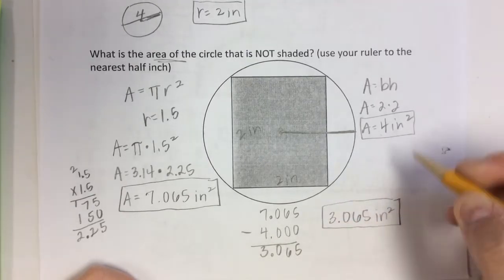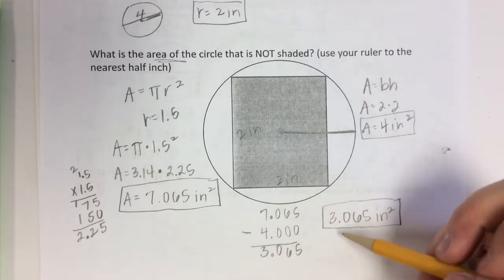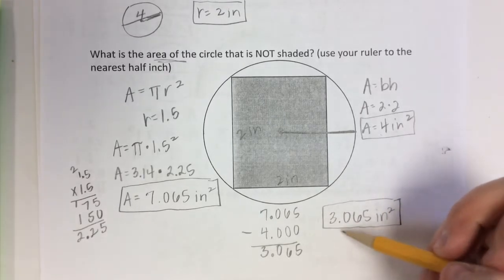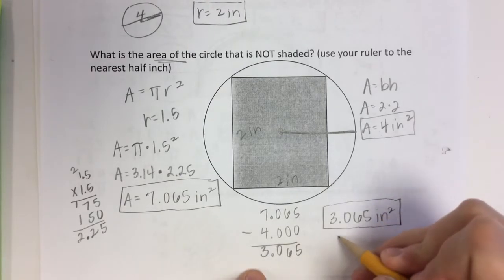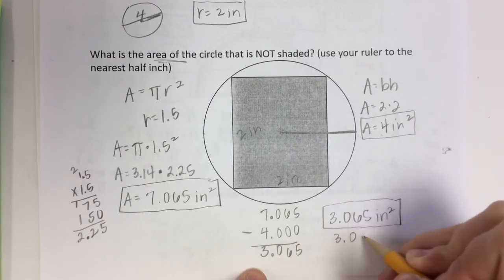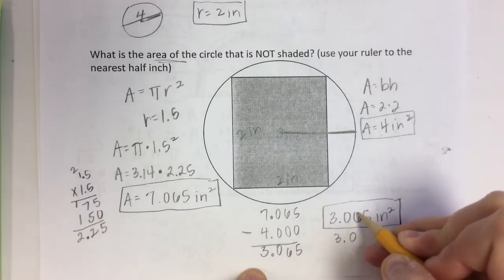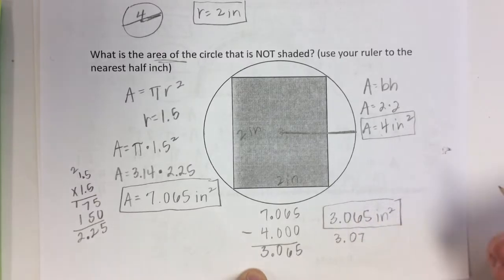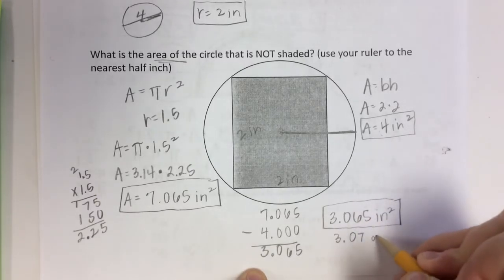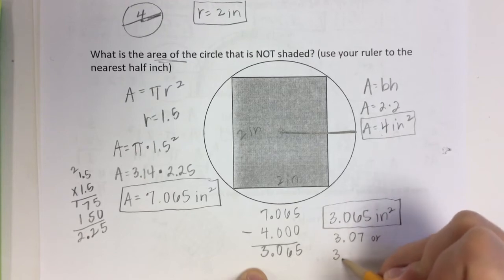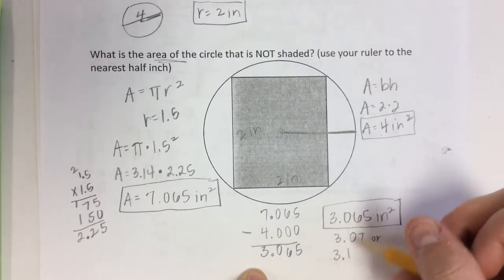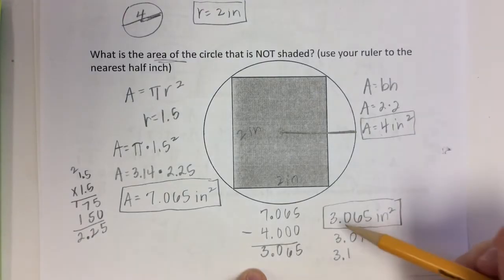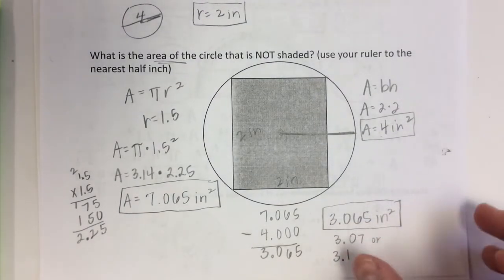More than likely, if this was a multiple choice question, they would have probably rounded either to the hundredths place or to the tenths place, possibly. So if it was to the hundredths place, you might see 3.07, this 5 makes the 6 go up. Or if they went all the way to the tenths place, this 6 makes the 0 go up to 1. So really any of these answers would have been acceptable depending on how they wanted you to round that.